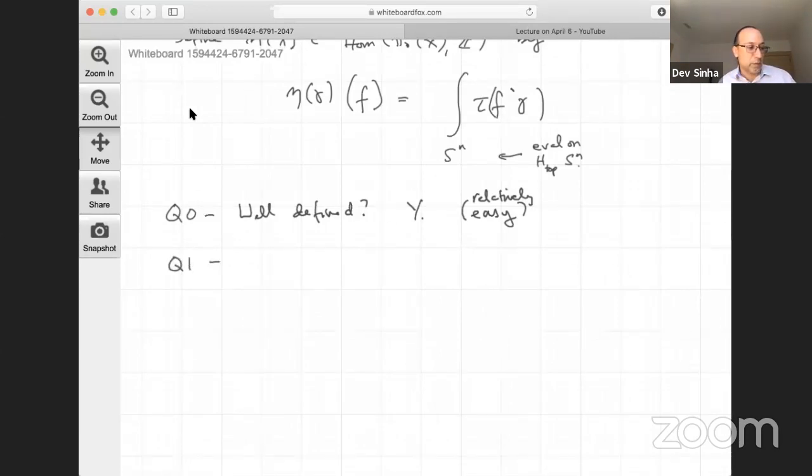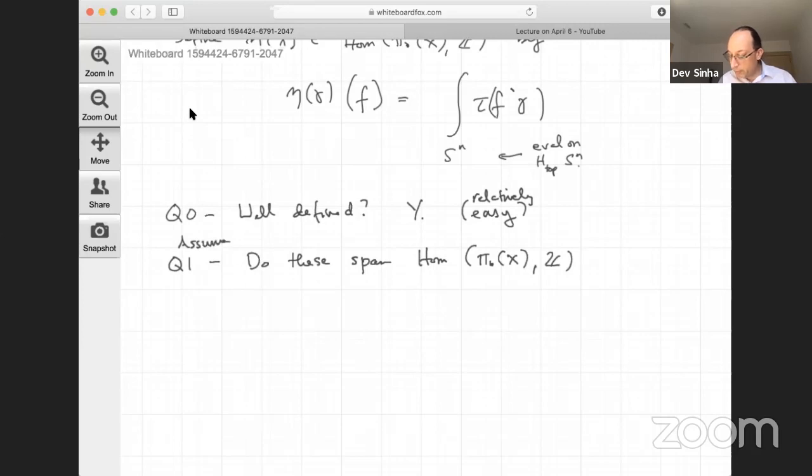Q1, the next question. Do these give us everything we want? Do these span the homomorphisms from the homotopy of X into Z? Let's again assume for Q0 that's fine as it is, but now let's assume that X is simply connected. And the answer is, well, not quite, but yes, up to finite index.